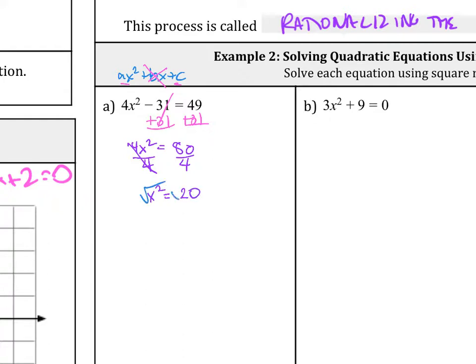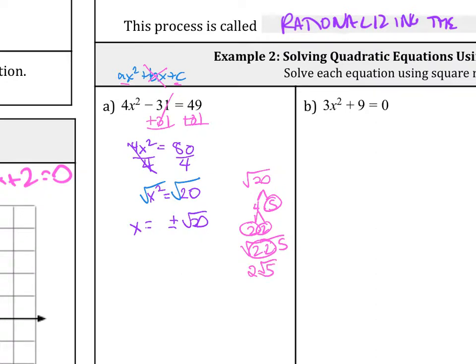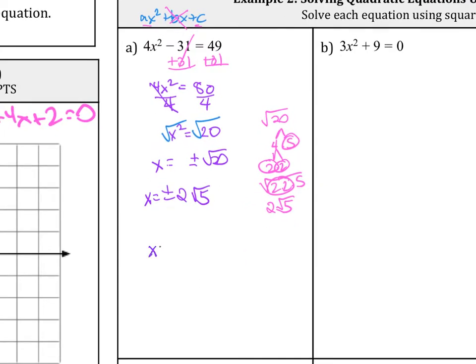Then we square root both sides. Remember, when you square root both sides, you do get a plus or minus. So x equals plus or minus square root of 20. Then square root of 20, we can simplify that further. Square root of 20 is 4 times 5, or 2 times 2 times 5. So the pair comes out, so it's 2 root 5. So x equals plus or minus 2 square root of 5. Sometimes you have to write it into separate terms. So x equals 2 root 5 and x equals negative 2 root 5.